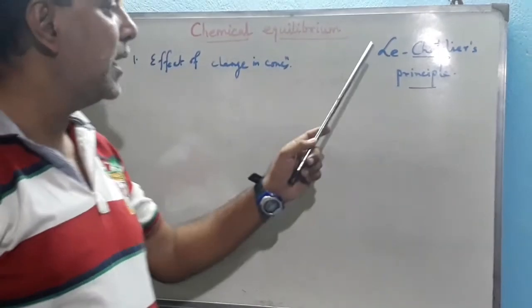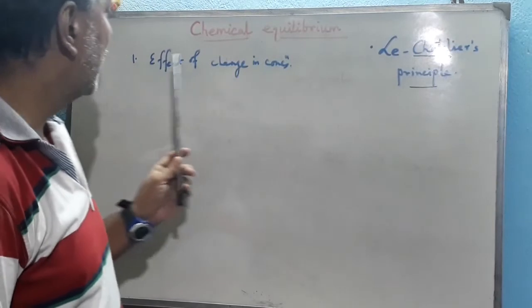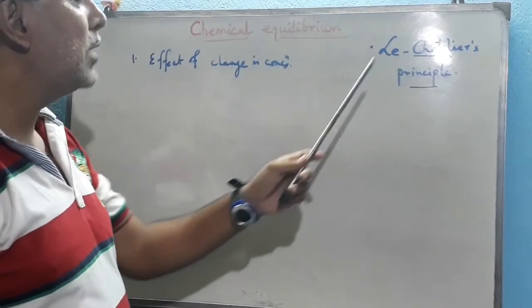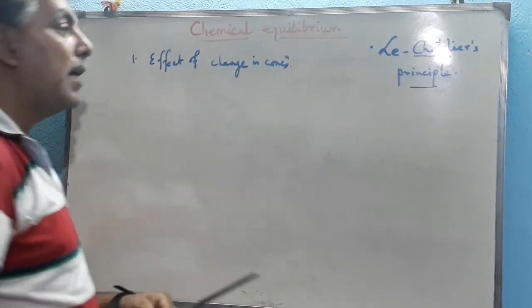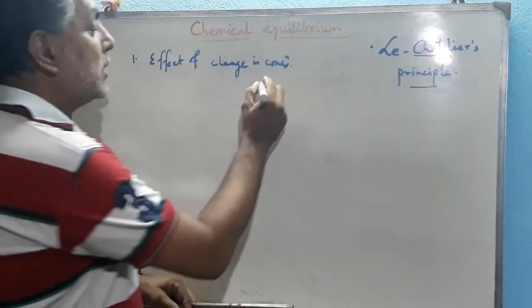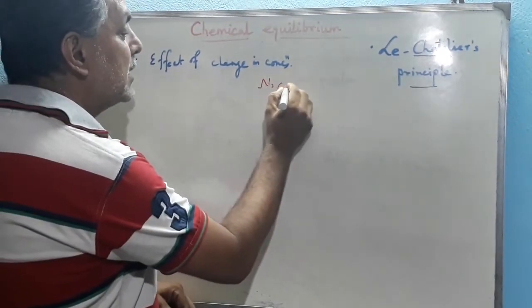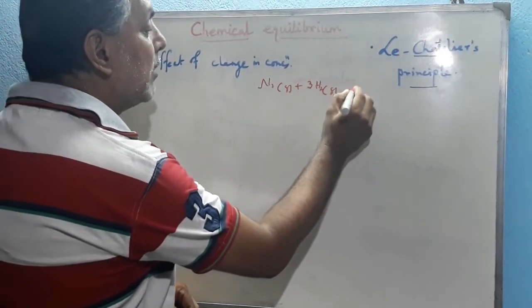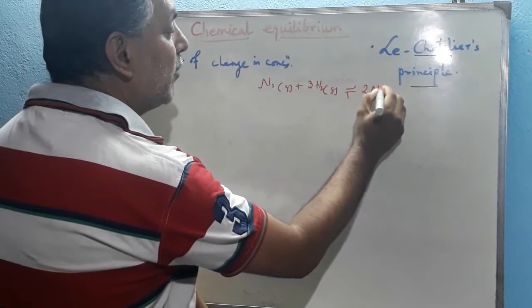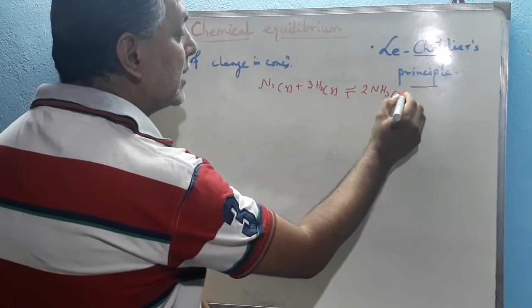Now I am discussing the different effects on equilibrium. According to the Le-Chatelier's principle, the first effect is the effect of change in concentration of either reactant or product, whatever may be. Suppose in Haber's process, nitrogen in gaseous state plus 3 hydrogen in gaseous state, reversible, to maintain the equilibrium, forms the product ammonia in gaseous state.